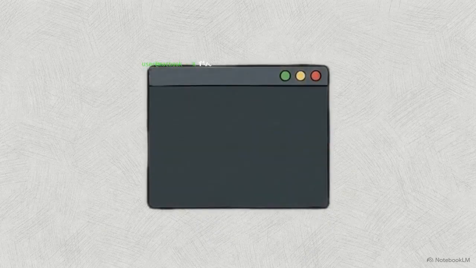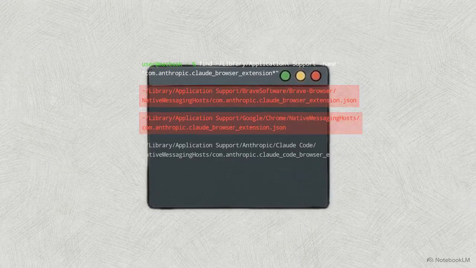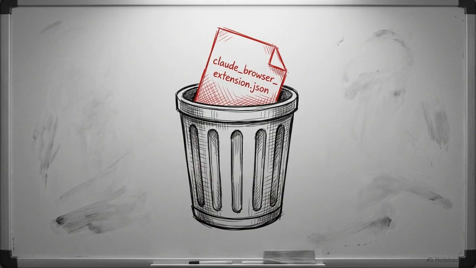Run this find command targeting your application support directory for com.anthropic.claude.browser extension. In the output, carefully target the undocumented file highlighted in red. Do not confuse this with the official Claude Code CLI bridge. Once you have located these specific spyware manifests, execute a delete command to remove them from your browser directories.